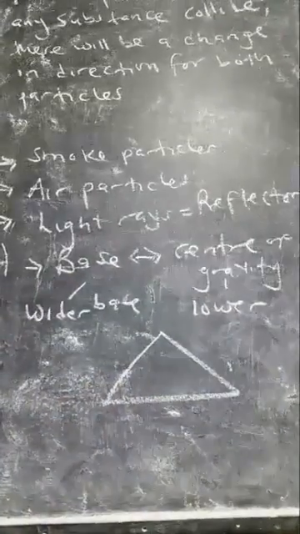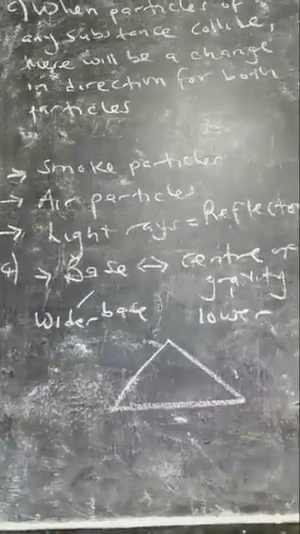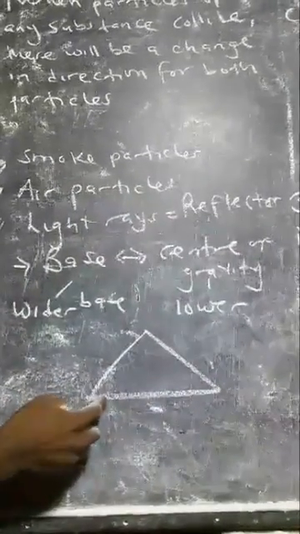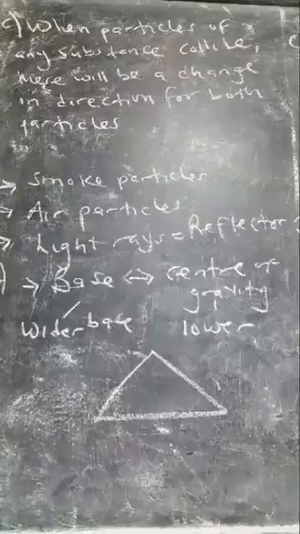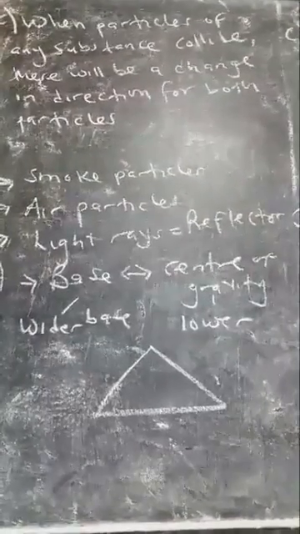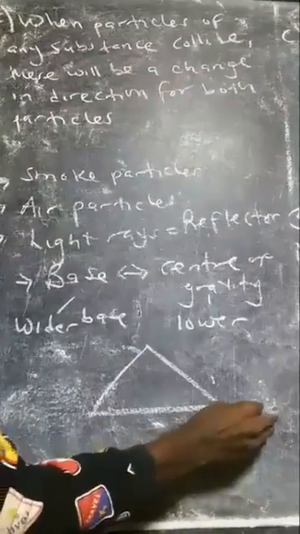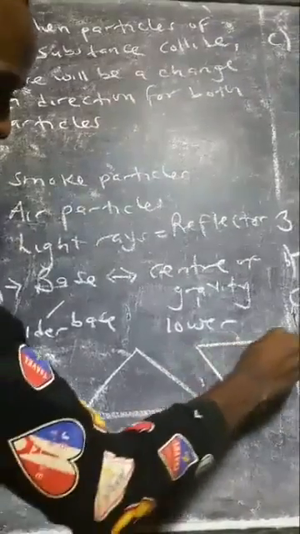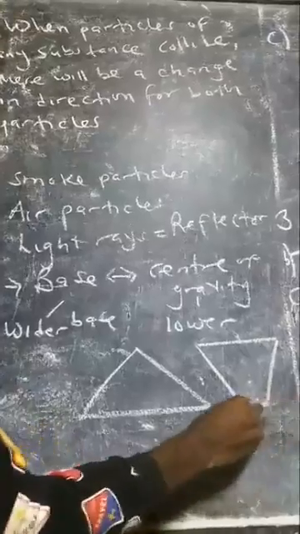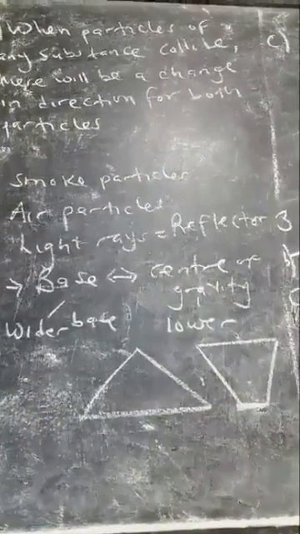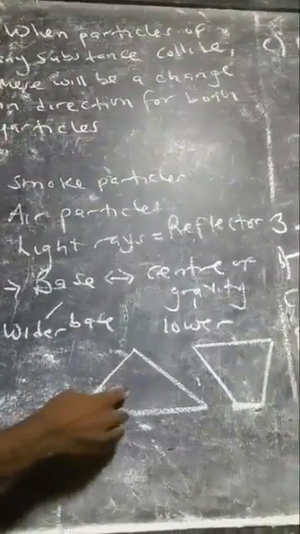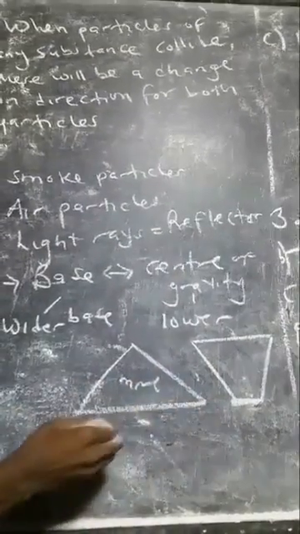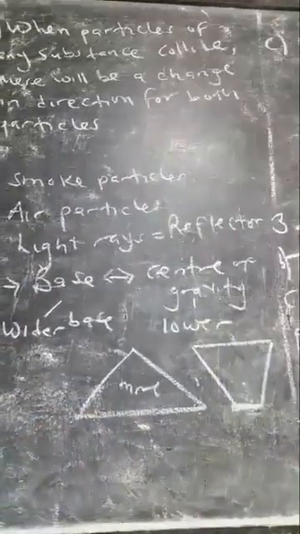So we have a triangle here. This has a wider base. But if, for example, you had a shape which is something like this, so definitely this one is more stable than this one. Why? This one has a wider base.